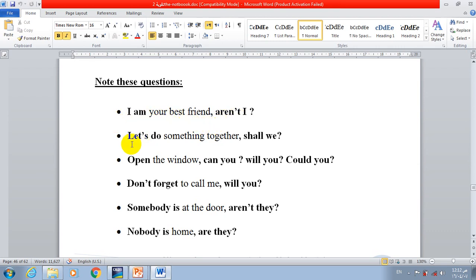Another thing, if the main sentence starts with let's plus infinitive, let's do, let's play, let's go, we must use shall we in the question tag. Like the example, let's do something together. Shall we?